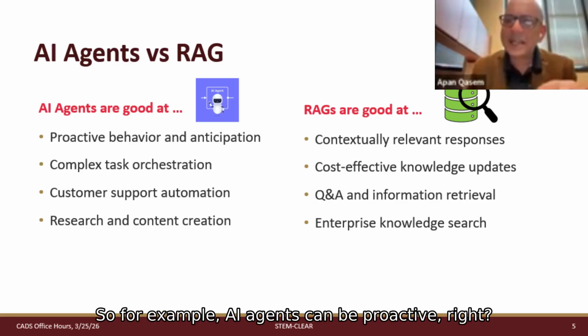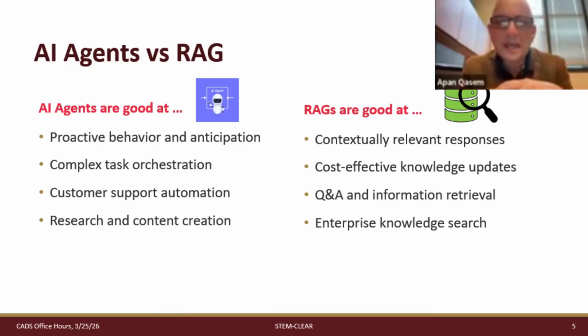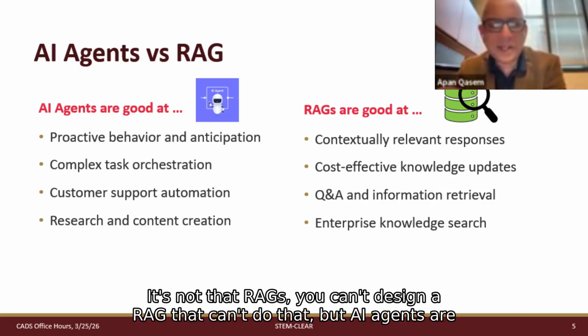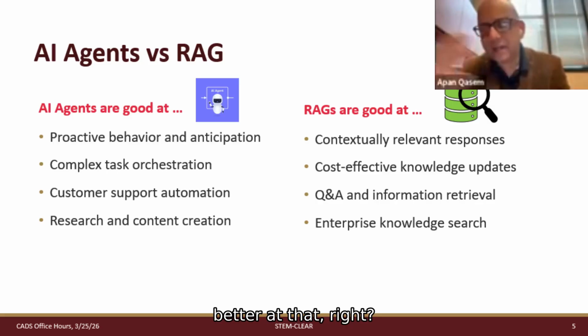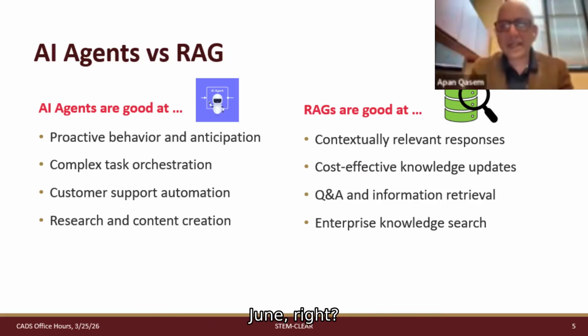So, for example, AI agents can be proactive, right? And it can actually do tasks for you. It's not that you can't design a RAG that can do that, but AI agents are better at that, right? So you build an agent to find the best airfare for a trip that you are taking in June, right? And it'll do all of that for you.